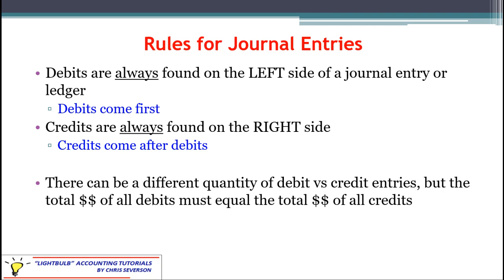The debits always come first, and they're always on the left side of the journal entry. The credits always come last in the journal entry, and they're always indented to the right. Now, as before, and we will see this with closing entries, there can be a different quantity of debit versus credit entries, but the total dollar of all debits must equal the total dollars of all credits. And again, we're going to see that quite a bit with the closing entries, where we may have one debit, for example, and several credits, or vice versa, but the dollar amount has to match, and that'll make a little more sense when we see that.